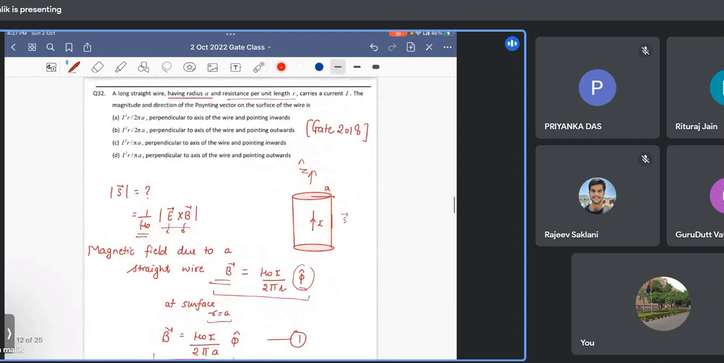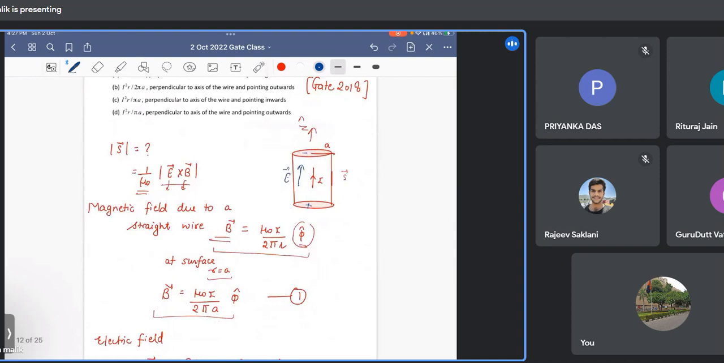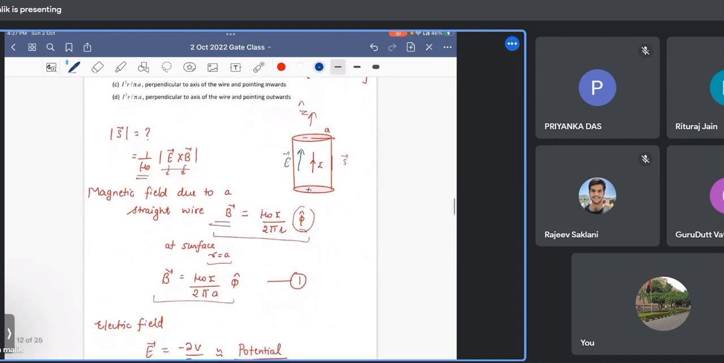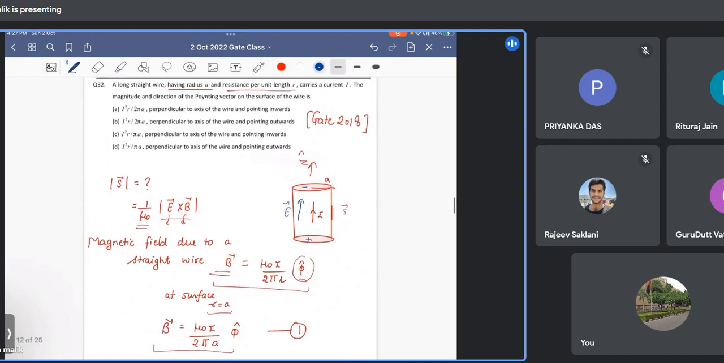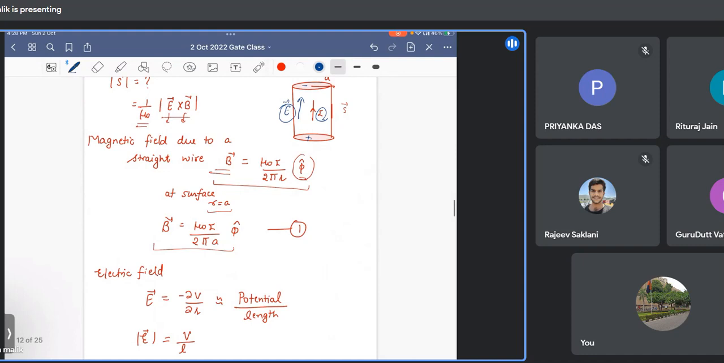Now we have to know what the electric field due to this straight wire is. If the current is flowing in this direction, this is the negative direction and this is the positive direction, so an electric field is set up here. Another way to calculate the electric field direction is from Faraday's law, which says that an electric field is induced due to the change in magnetic field, and the direction of this electric field is the same as the direction of current. So basically, your electric field is going to be in the z cap direction.